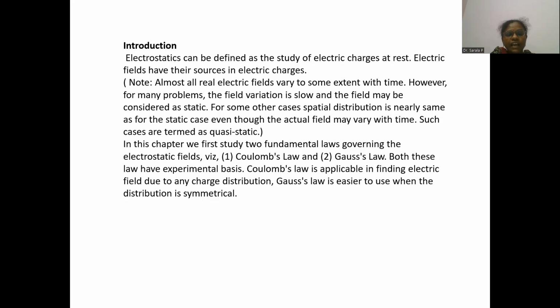Electric fields have their sources in electric charges. The electric charge may be a positive charge or a negative charge. Here we are going to see the two fundamental laws which are governing the electrostatic fields. The two laws are Coulomb's law and Gauss's law.